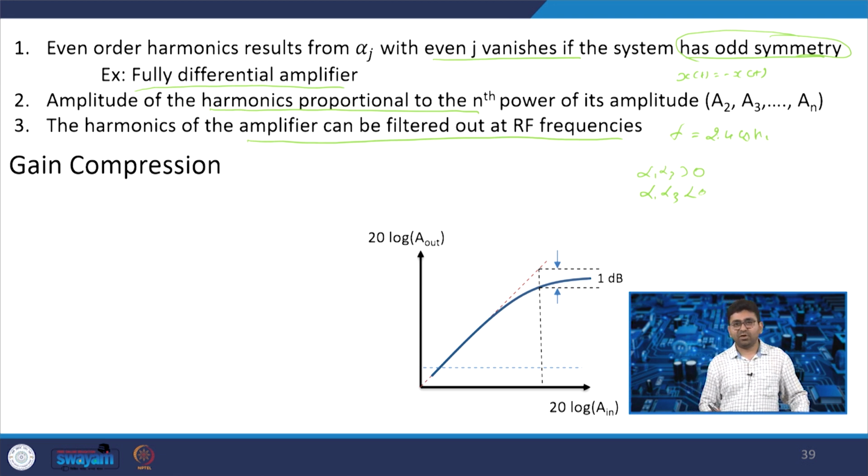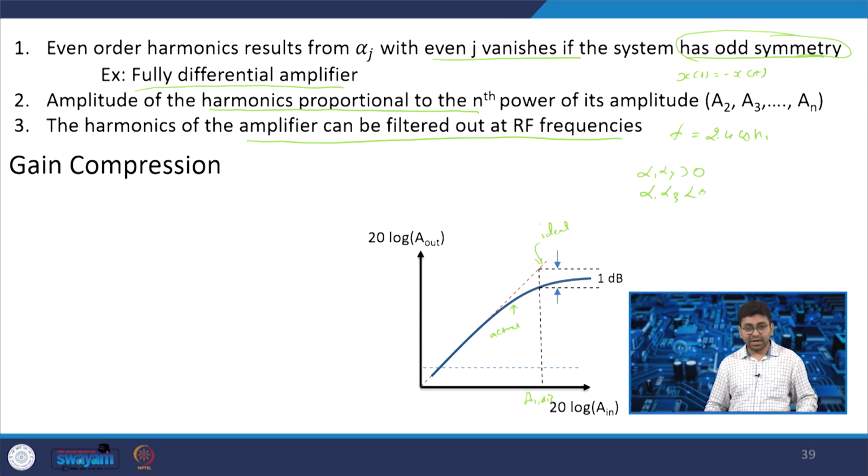So, if the product of alpha 1 and alpha 3 is less than 0, then we can see that a compression in gain is occurring. After a certain point, if your gain is compressed by 1 dB, then your ideal desired... So, this is the ideal and this is the actual. That point, 1 dB down, is nothing but the 1 dB compression point. So, A 1 dB can be considered as the 1 dB point.